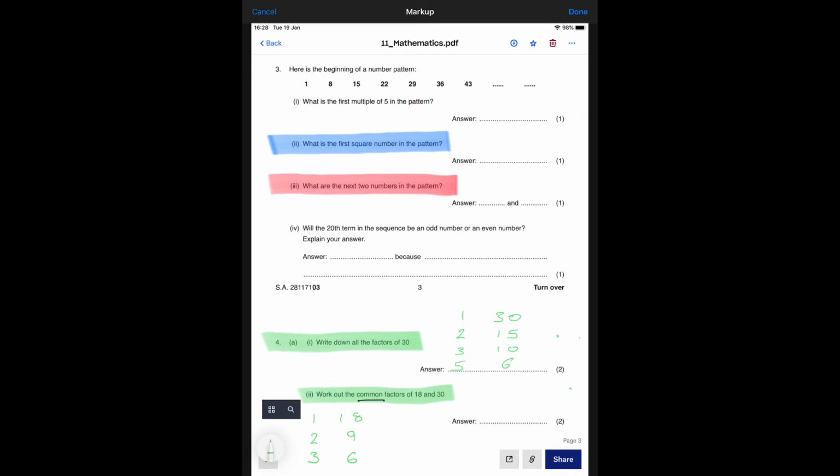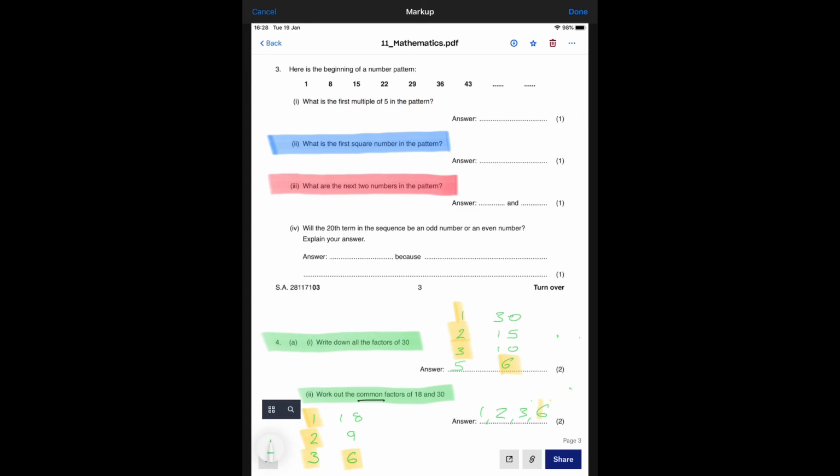So now the key question here, guys, is the common factors. So which ones are the common factors? So 1, 2, 3, and 6. And that's our answer. There we are. 1, 2, 3, and 6. That's the answer that goes in, because they are our common factors.